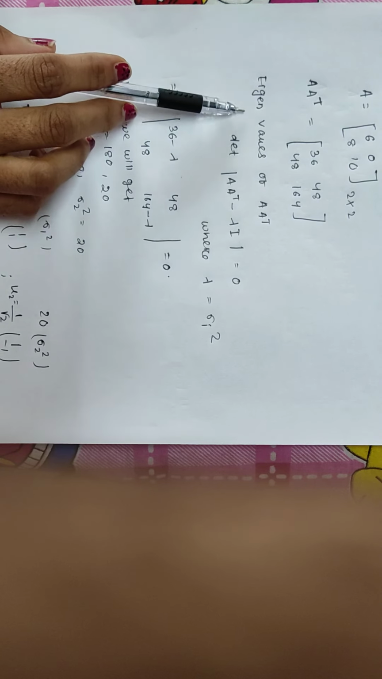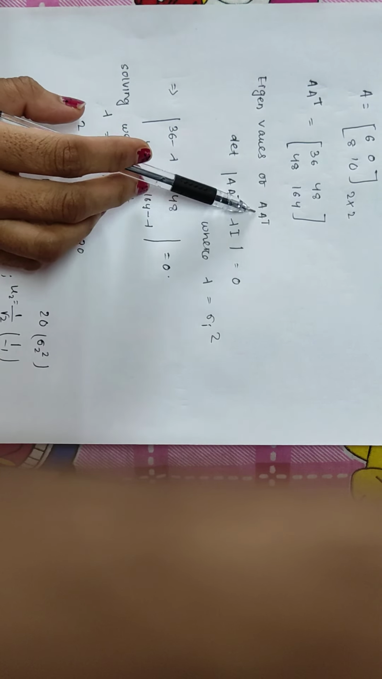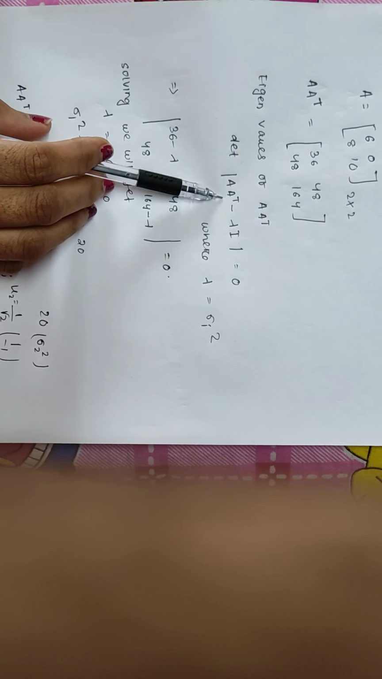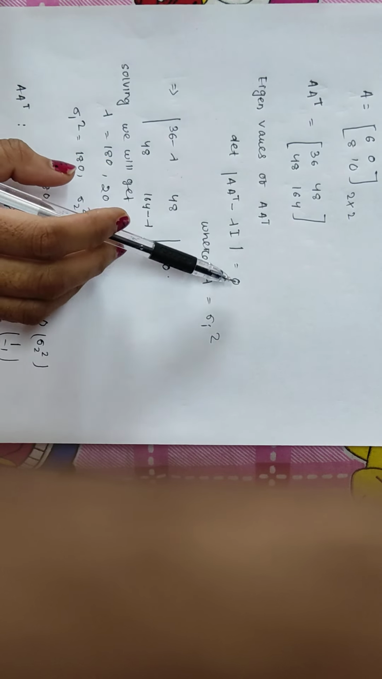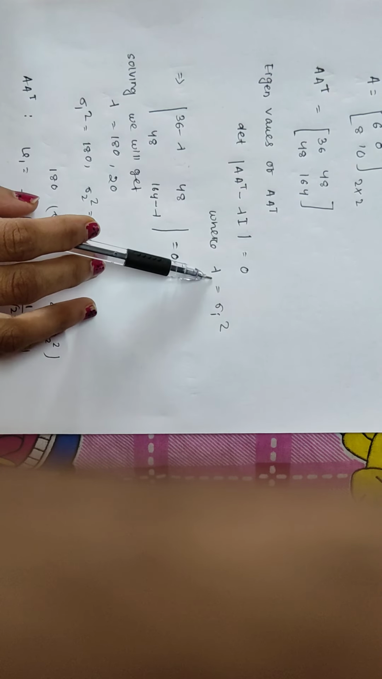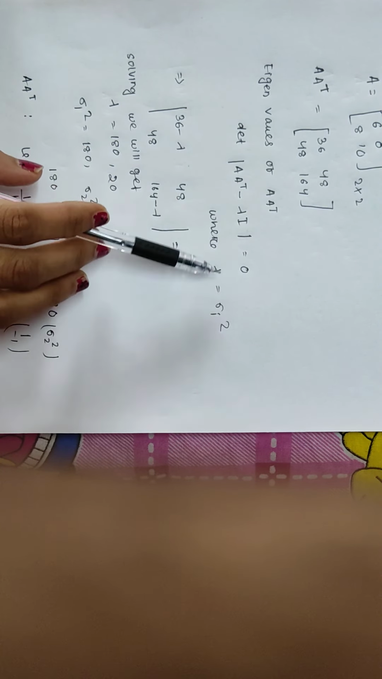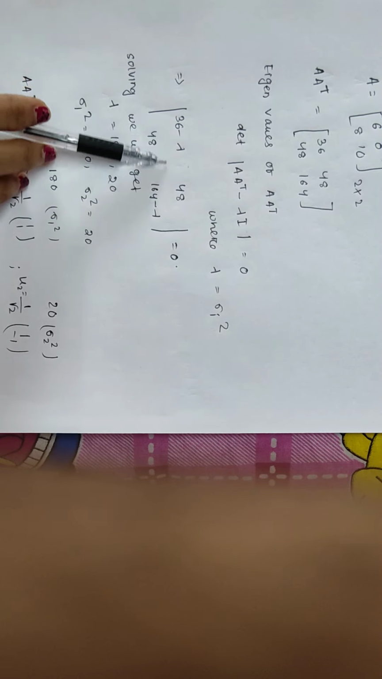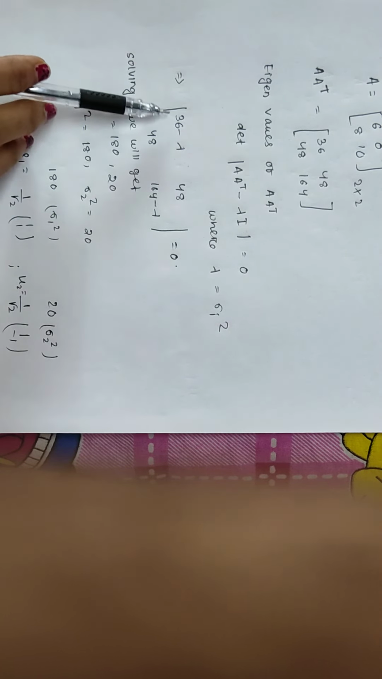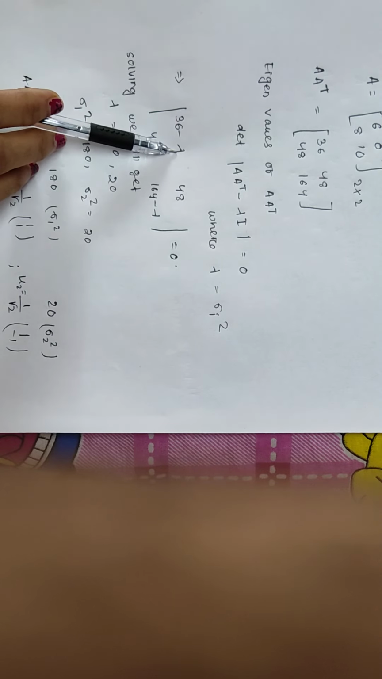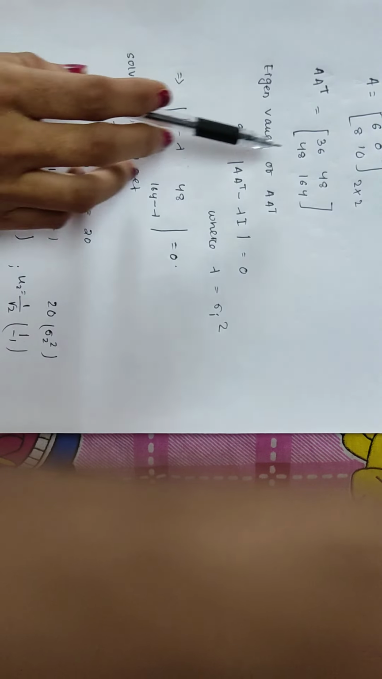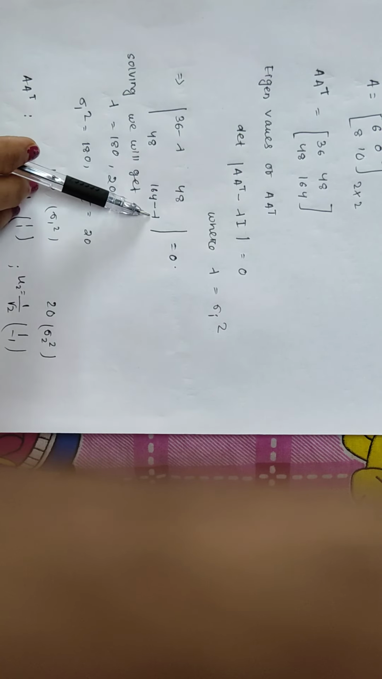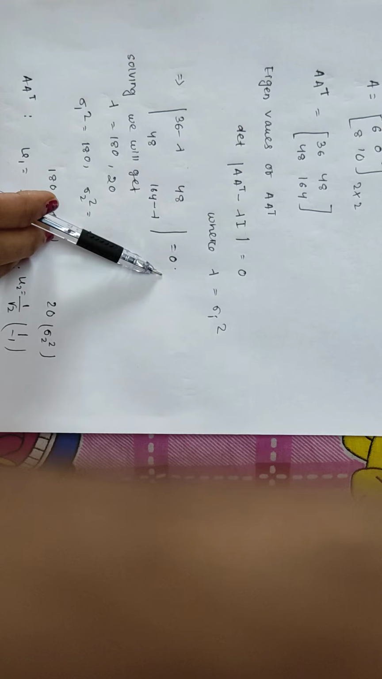Now we are going to calculate the eigenvalues of A transpose A. The formula is determinant of A transpose A minus lambda I equal to 0, where lambda is the eigenvalue of the equation, which is equal to sigma i square. Then if we calculate the determinant, that is, 36 minus lambda, 48, 48, 164 minus lambda equal to 0.